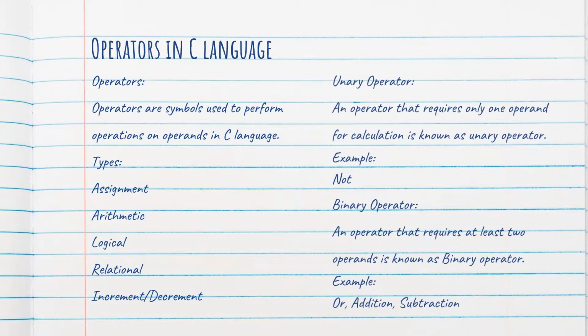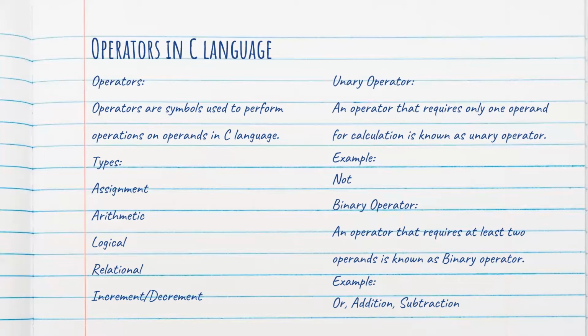We can classify operators on the basis of number of operands it requires. And on that basis, there are two operators. One is unary operator and one is binary operator. A unary operator is an operator that requires only one operand for calculation, such as not operator.